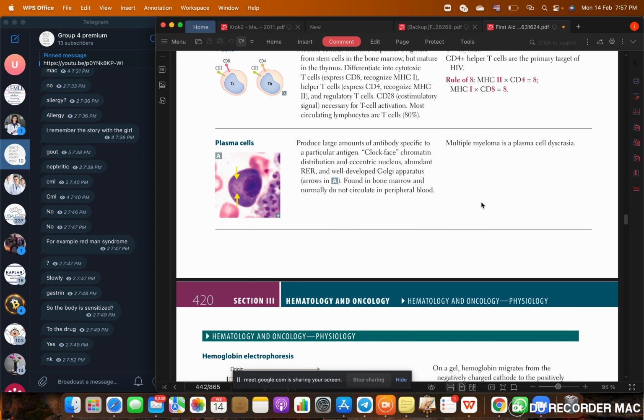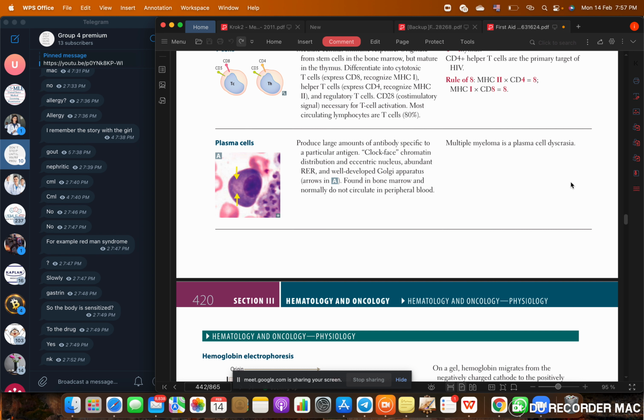Do not make a mistake when they ask you about atypical reactive lymphocytes in case of EBV. They ask you, is it a B cell or a T cell? You must choose T cell in case of EBV.